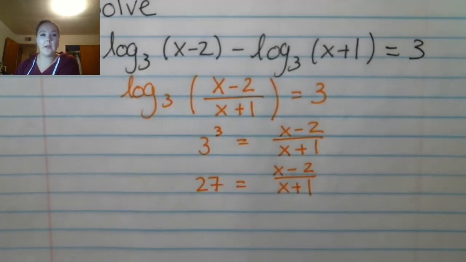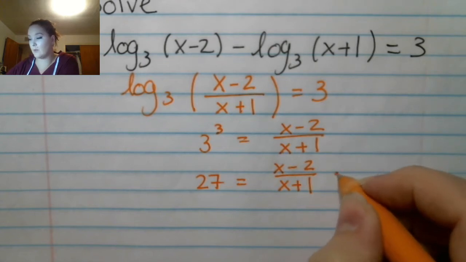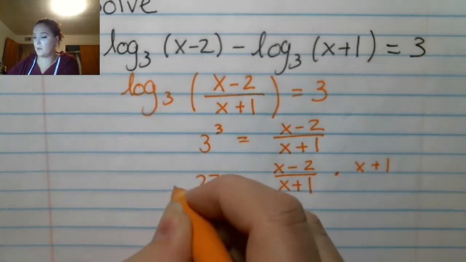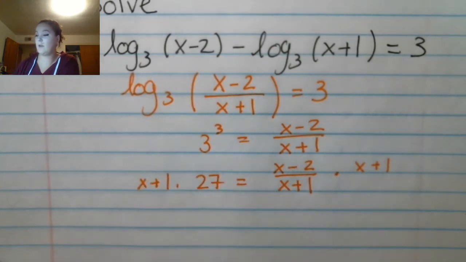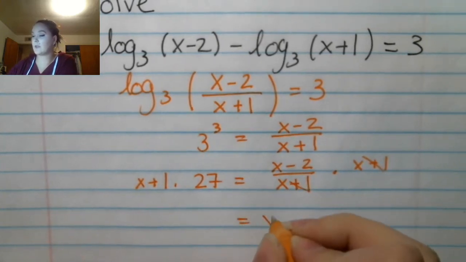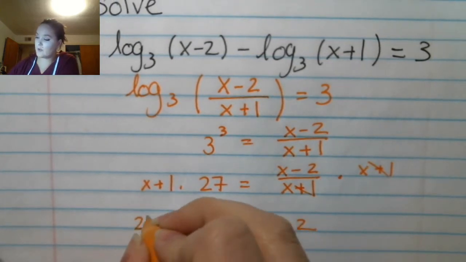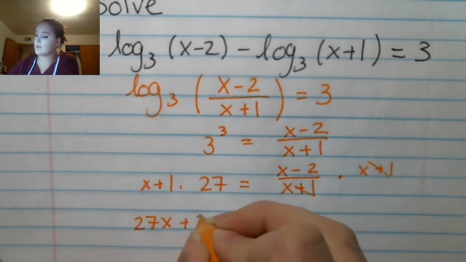Now remember that in the last problem, when we wanted to get rid of the denominator, we just multiplied by it on both sides. And that's exactly what we're going to do here. We're going to multiply both sides by x plus 1. Here they'll cancel out and we'll just get x minus 2. And here we're going to distribute to get 27x plus 27.